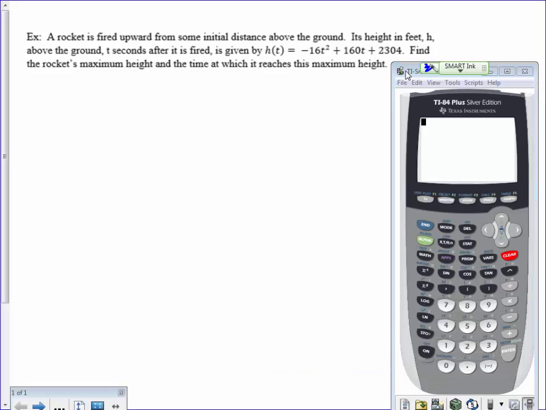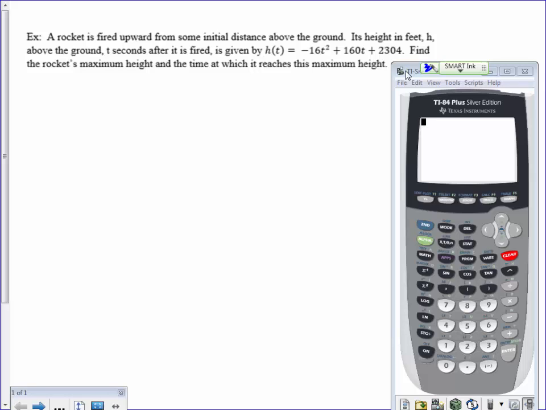This is an example of a word problem that involves a quadratic function. In this case, I will not ask you to complete the square on the quadratic function, but instead we'll use our graphing calculator and a method that we've learned before to answer our question.